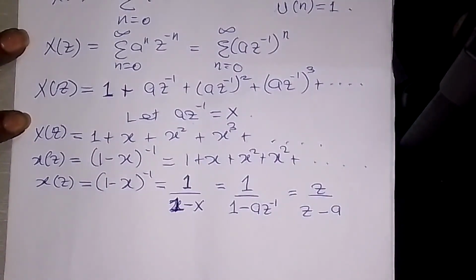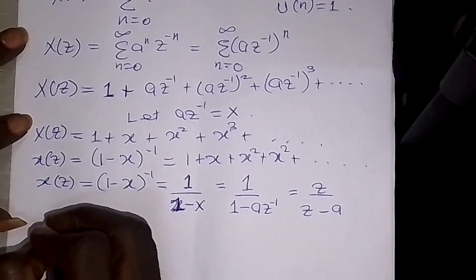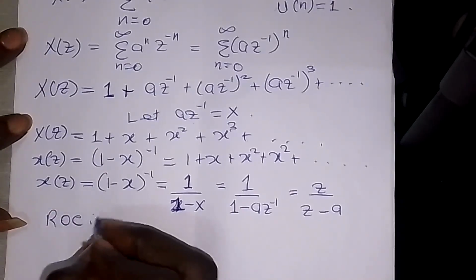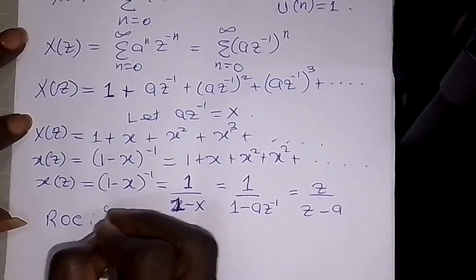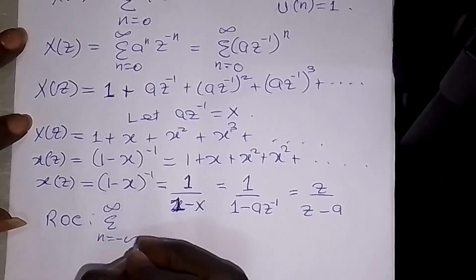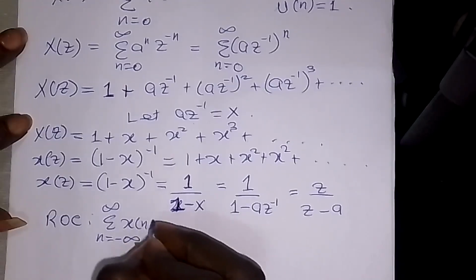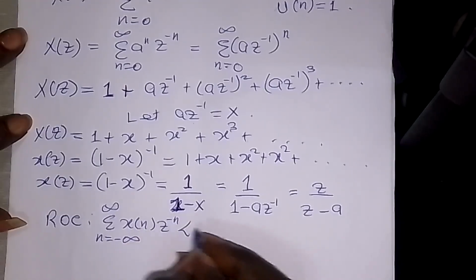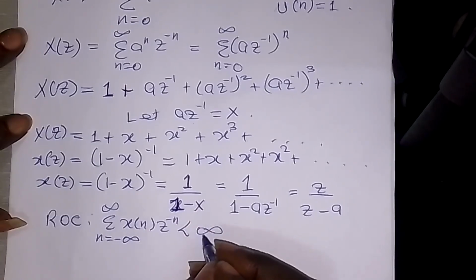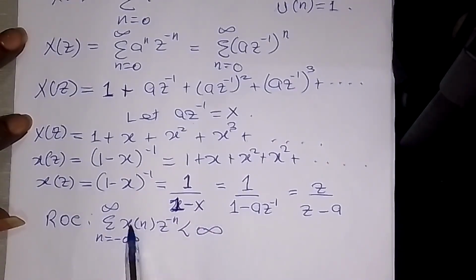Okay, so now having gotten the Z transform, let me find the ROC. So the ROC is such that the summation of n from minus infinity to infinity should be less than infinity. That means the summation should converge before it gets to infinity. It shouldn't get to infinity. It should always be less than infinity.